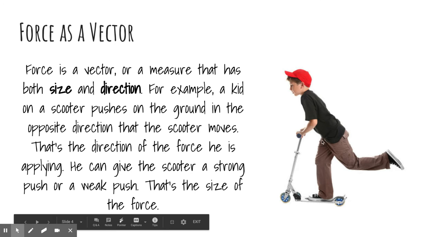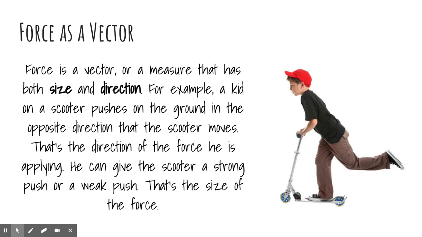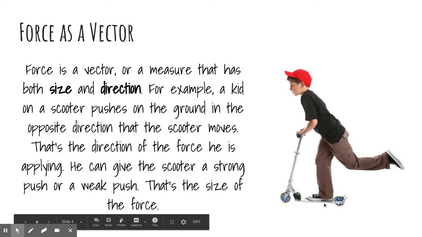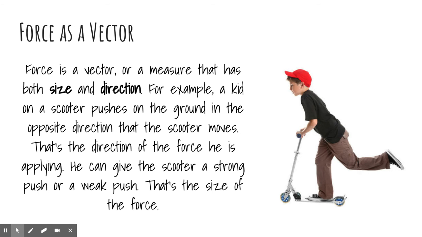So he's applying a force behind him. The scooter will go forward, either with a strong or weak amount of force. It depends on how hard he pushes. If he pushes strong, then the scooter will go further. If he pushes weak, it'll go less far. And it's going in that direction because it's opposite the way he's pushing. So a vector gives us both size as well as direction.